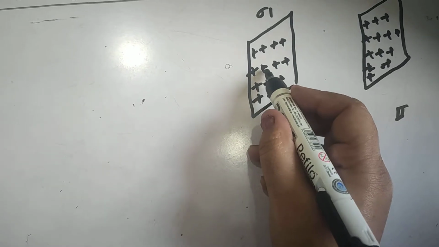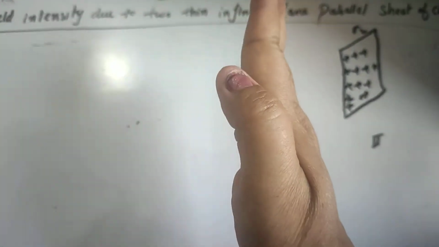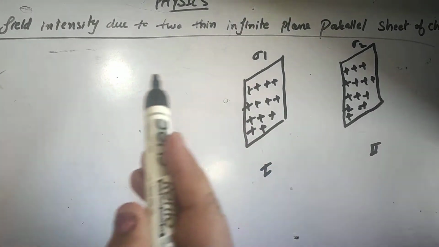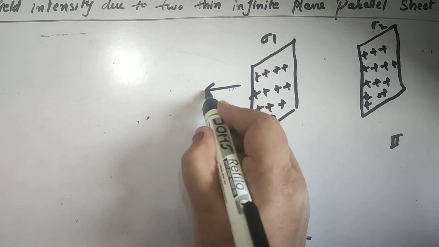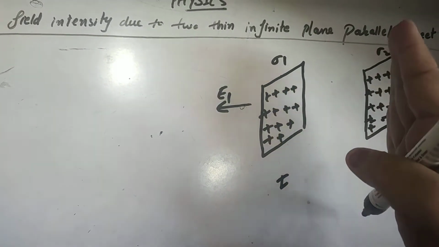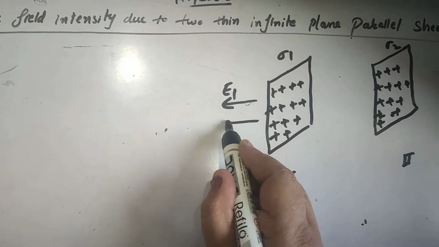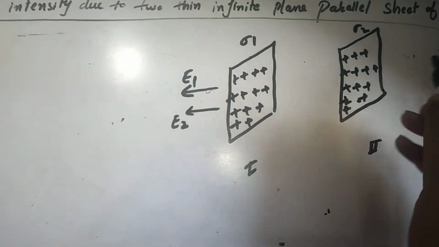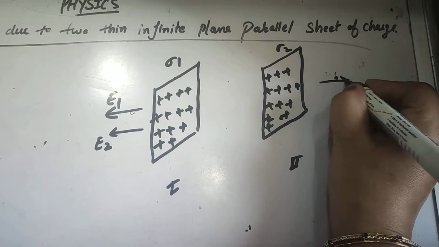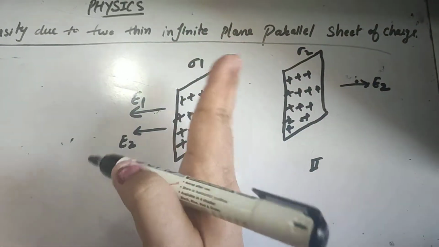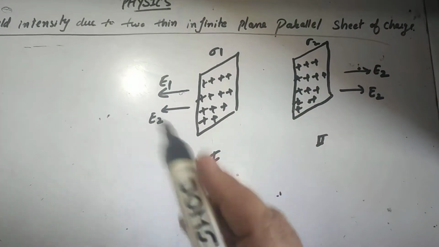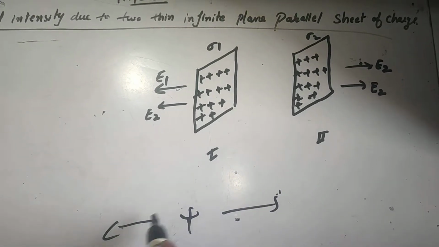The field intensity direction: this is the sheet, placed like this vertically. So the direction of field lines will be along the outward drawn normals. We mention here E1. Similarly, this sheet is also placed like this, and the field direction for it at this point will also be outward, E2. For this sheet also outward, because the surface charge density is positive, and for positive charge the field lines are on both sides.